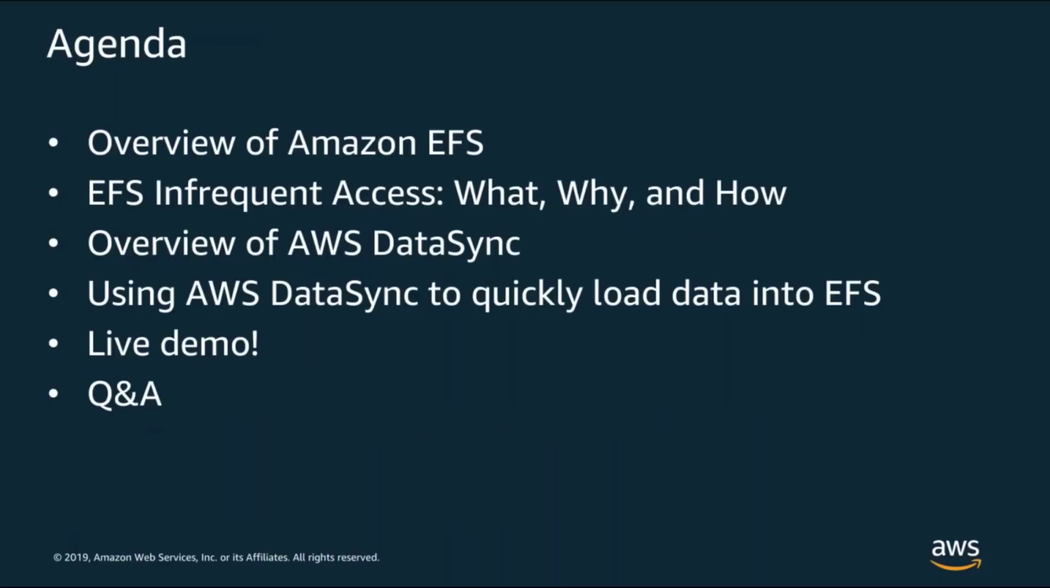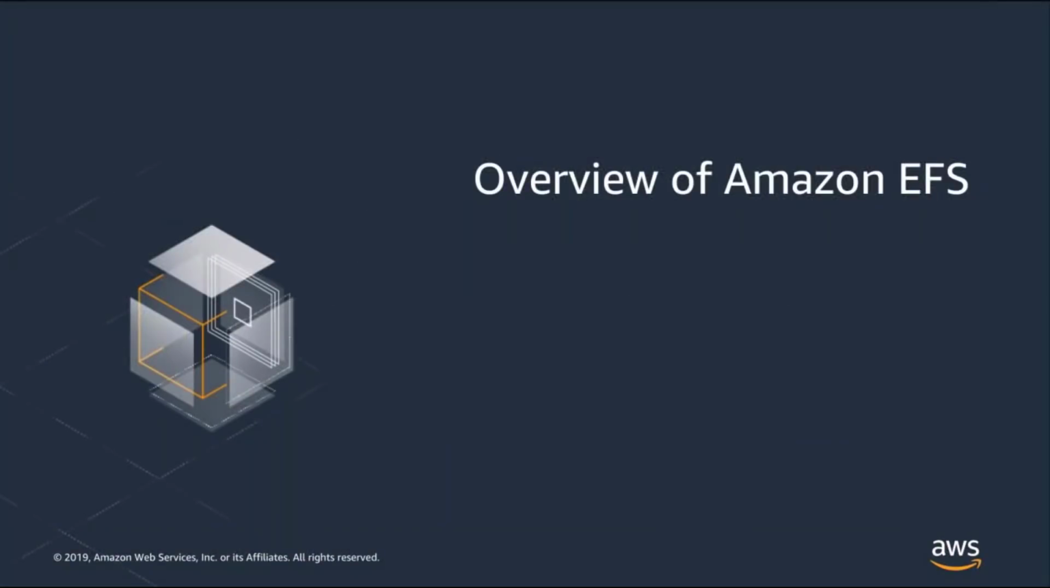So here's what we plan on covering today. First, we're going to go over EFS at a high level for those that might not be familiar with EFS or need a refresher. Then we'll talk about the new IA, Infrequent Access storage class, what it's designed for, how it works. And then we'll go over the relatively new AWS DataSync service and show how it can be used to quickly load data into an EFS file system. And finally, we'll go over any questions you might have. So with that, let's jump right in.